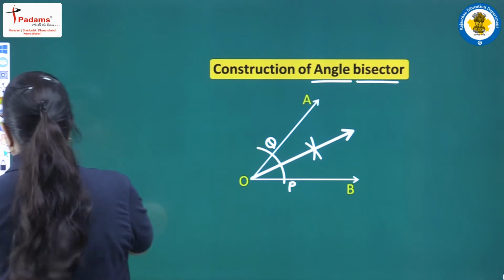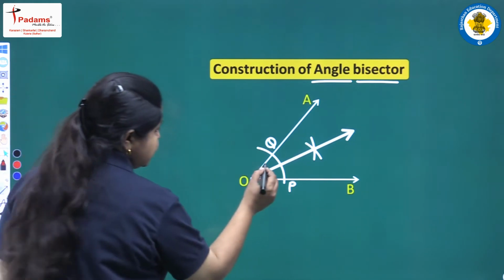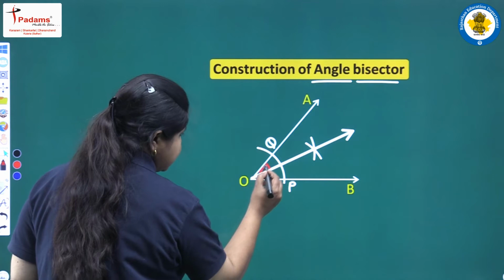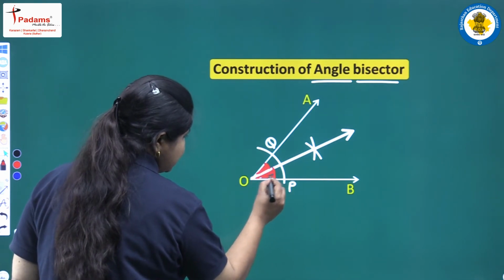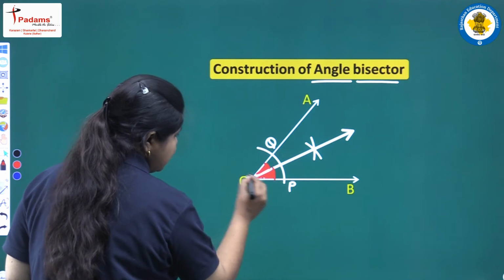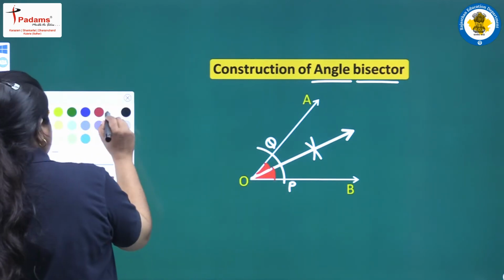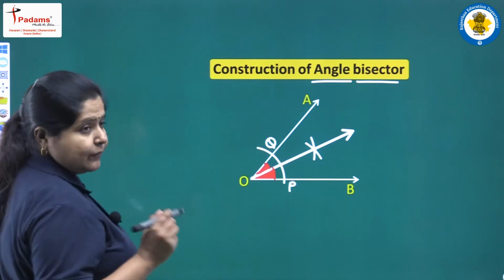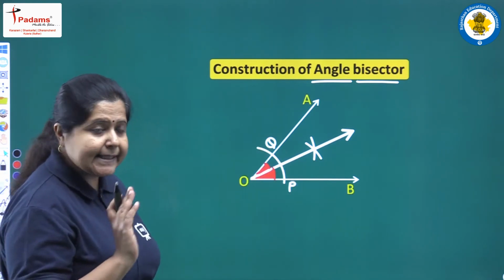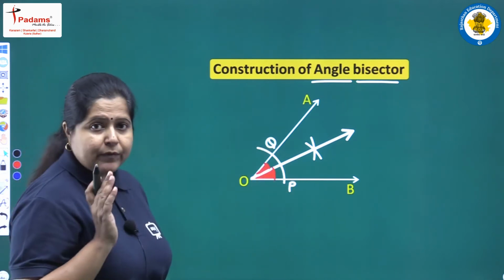and we get the two parts. This one, this is part first, and then we have this one. These two are the equal parts of angle AOB. You can see here what we have done. We have bisected this angle AOB into two equal parts.